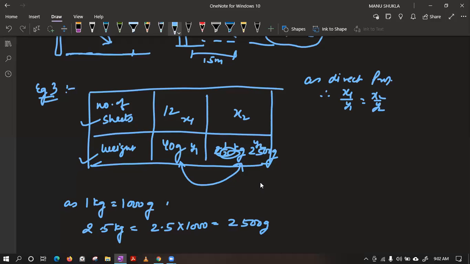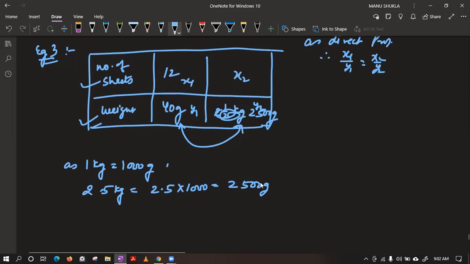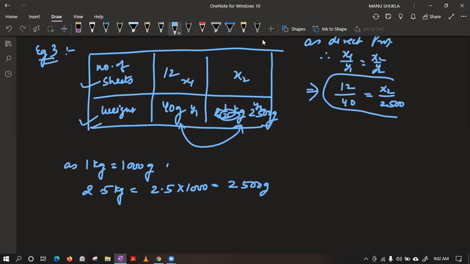Okay. We just need to put the values. Just make sure in a given equation there will be only one variable. The other values should be known. Then only you can find the answer. So x1 is given to you as 12, y1 is given to you as 40, x2 is unknown, and y2 is 2500. You can easily find the value of x2 as there is only one variable. You need to take this 2500 to the left hand side on top and then solve. Let me solve for you.